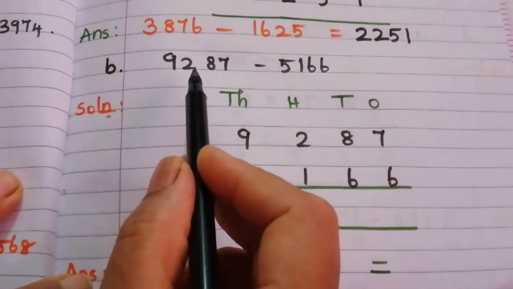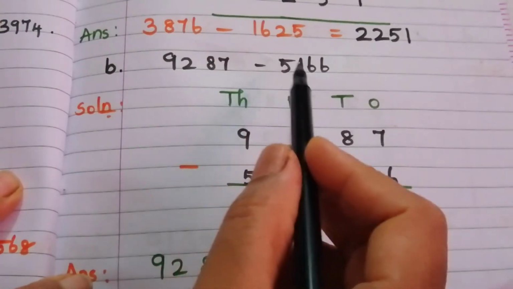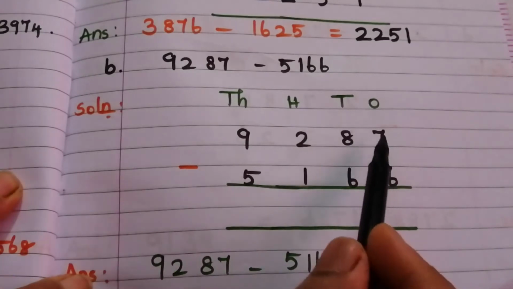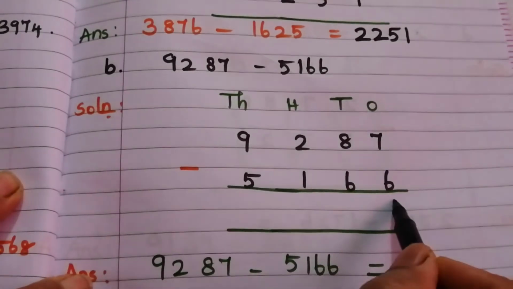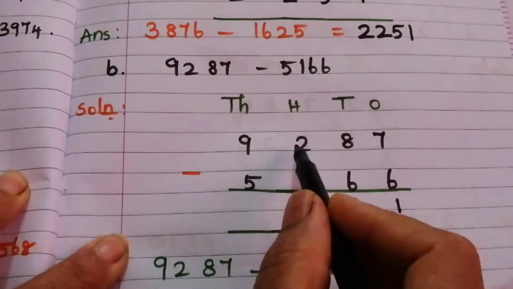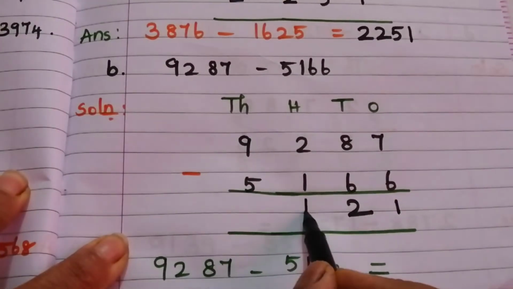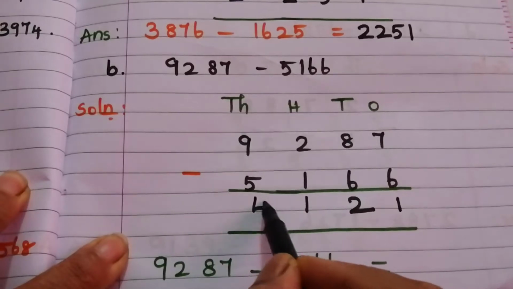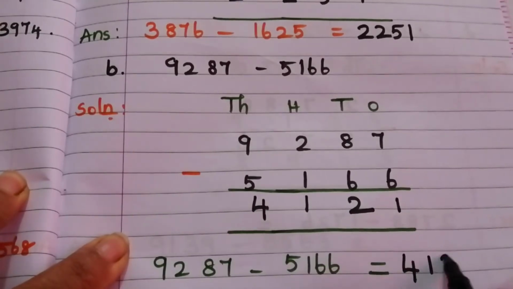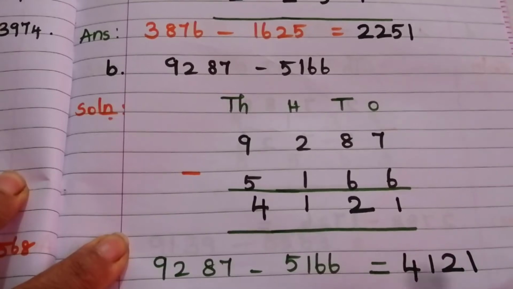B. 9287 minus 5166. Start from ones place. 7 minus 6 is 1 and 8 minus 6 is 2. 2 minus 1 is 1. 9 minus 5 is 4. So the answer is 4121.